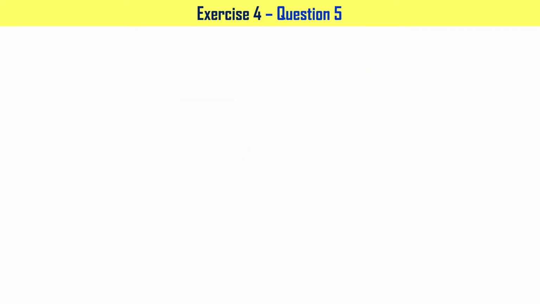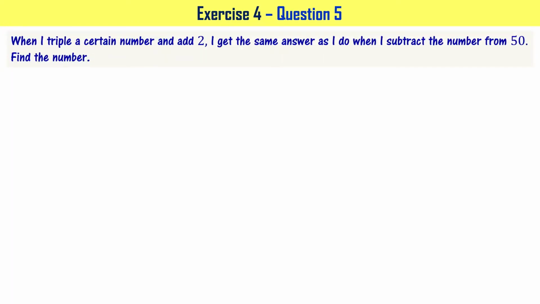Question number 5 is, when I triple a certain number and add 2, I get the same answer as I do when I subtract the number from 50. Find the number. You're given two statements here. One is, I triple a certain number and add 2. That is equal to, I subtract the same number from 50. Meaning, you start with a number, right? Triple that and add 2. That is equal to 50 minus that number, right?